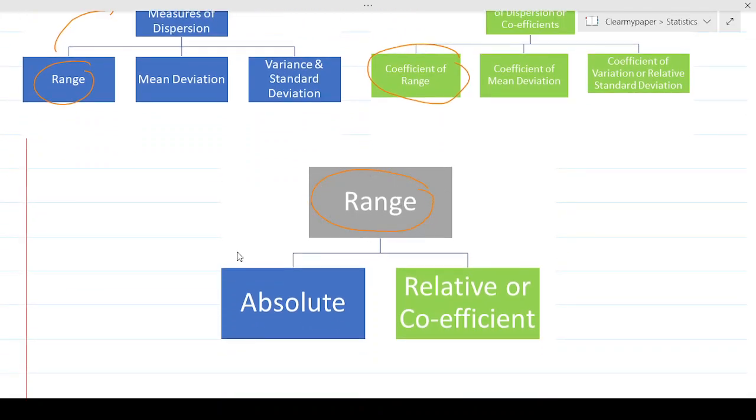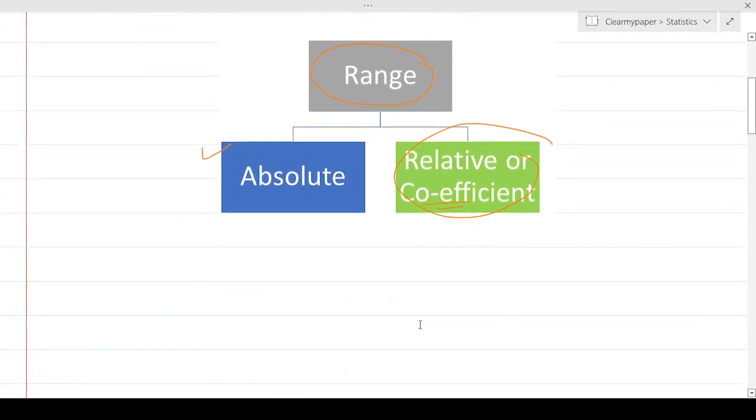So if you see this hierarchy in another way, we have just taken the range in the last episodes, and in this episode and the next few episodes, starting with this, we're going to talk about the relative measure for range, which is also called the coefficient of range. That's what we're going to talk about. Okay, so let's get into this and see what's going on.